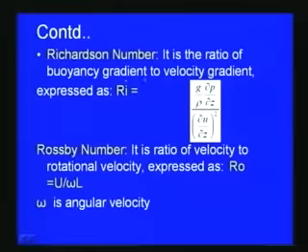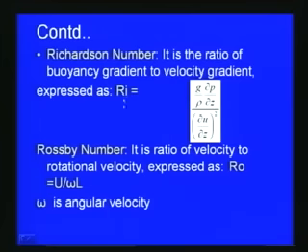And another important dimensionless number is called a Richardson number. So, wherever the buoyancy effect is very important, this number is used. So, Richardson number is the ratio of buoyancy gradient to velocity gradient, and this is expressed as Ri is equal to g by rho del rho by del z divided by (del u by del z) all squared.